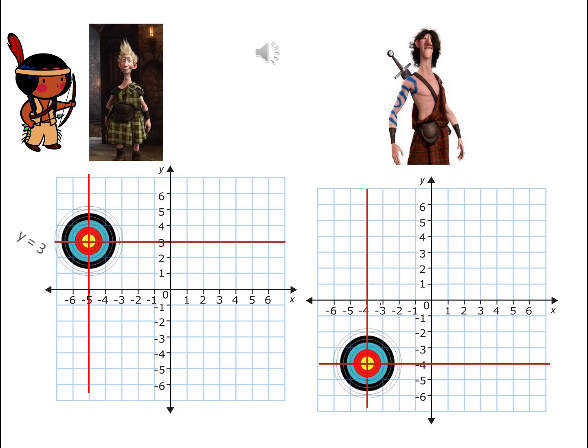Now, can you label them? That's y equals 3. That's x equals -5. If you've got that well done, you've got this really quickly. That's x equals -4. And the last one is y equals -4.